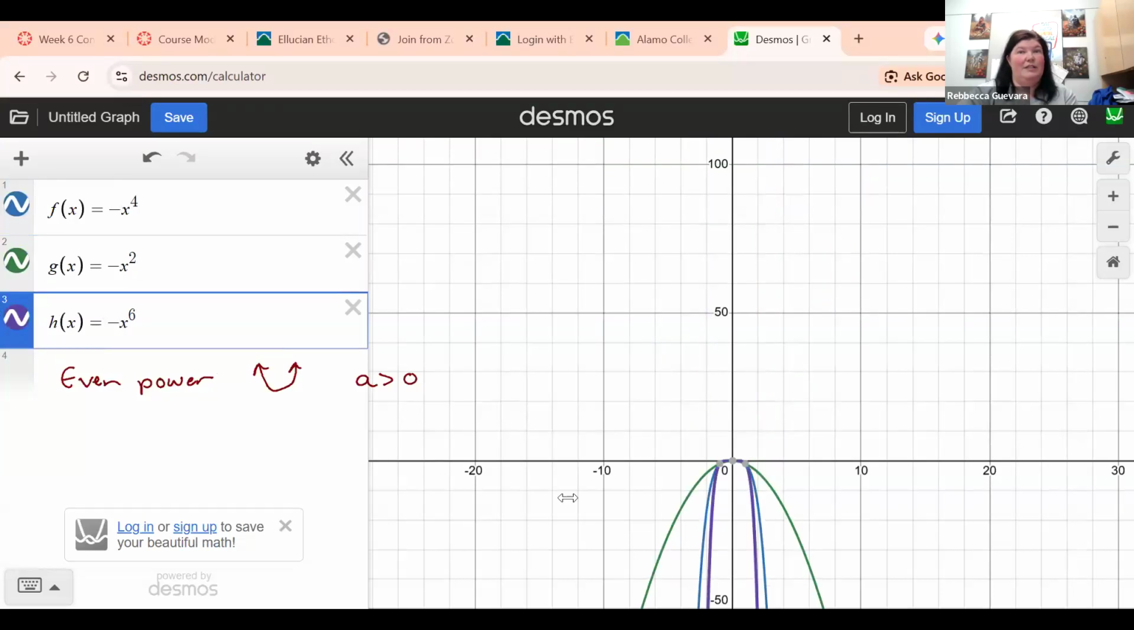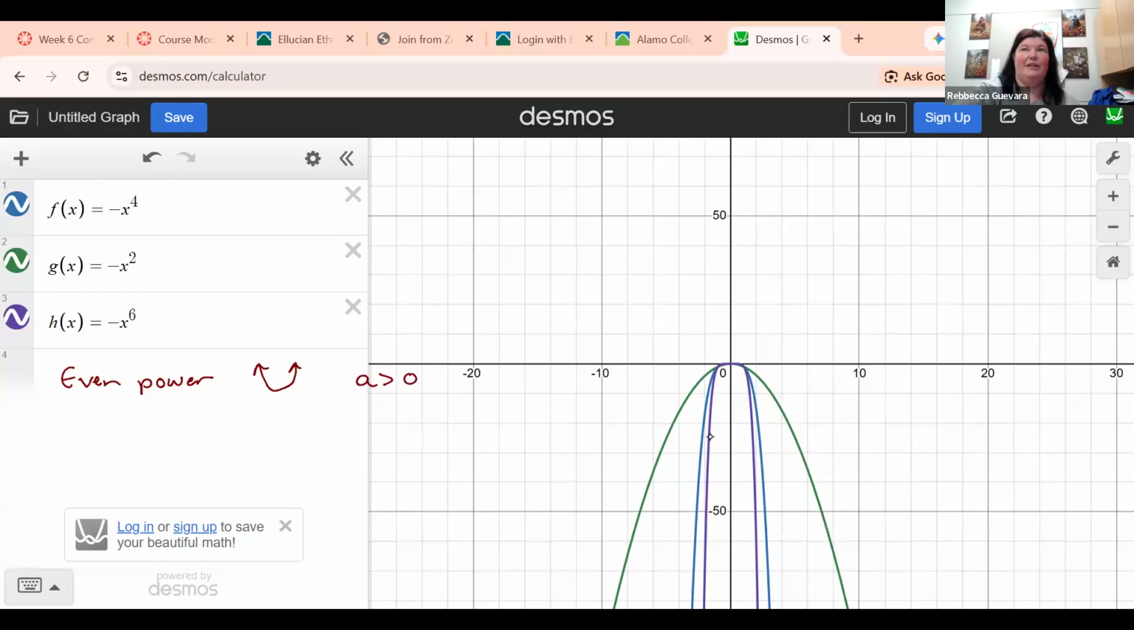So you notice when it's a negative coefficient, then everything is opening down. So if we have an even power, it's still going to be that parabola shape, except now when the coefficient is negative, it's going to open down like this.